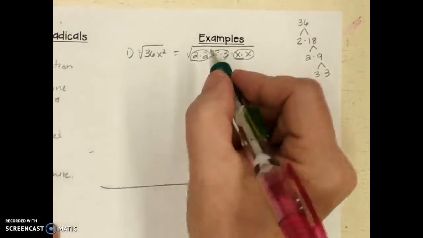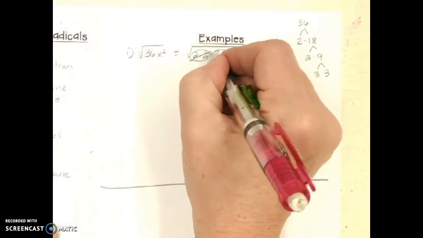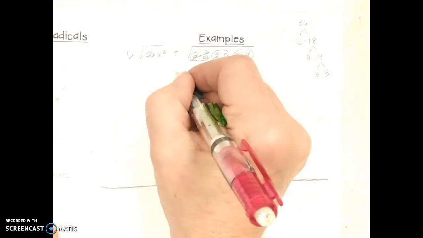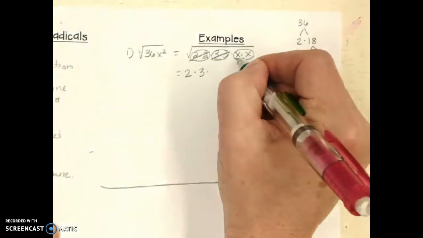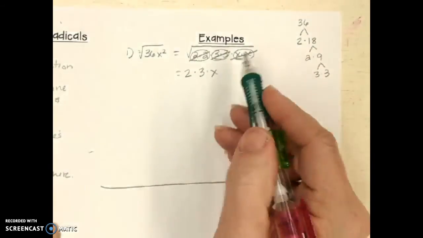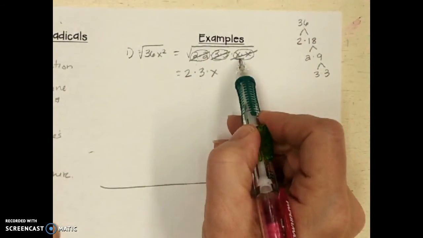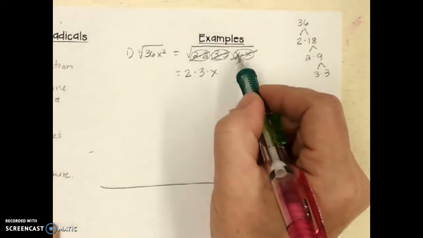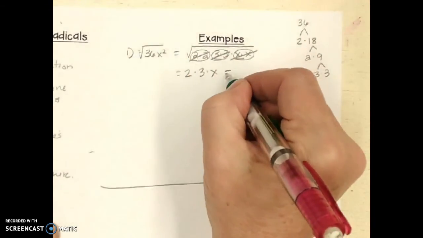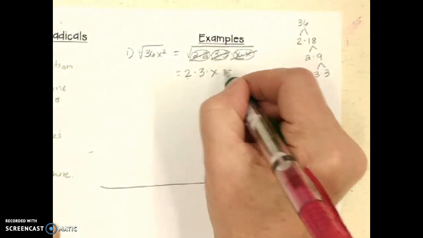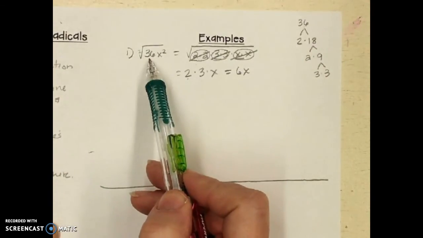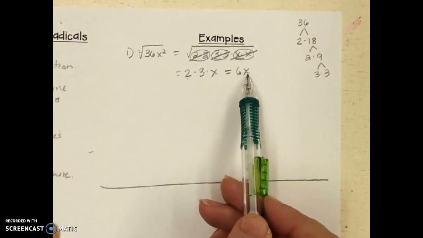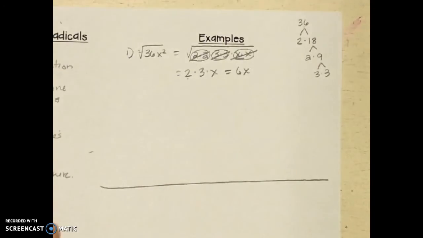When you circle up every group, you cross it out, and you bring it to the outside. And notice there's nothing left inside. So my radical is gone, and I'm just left with 2 times 3 times x, which is 6x. And you already knew that the square root of 36x squared was 6x, but I'm just showing you the process. I wanted to show you on an easy one first.